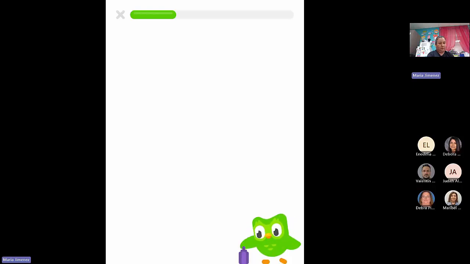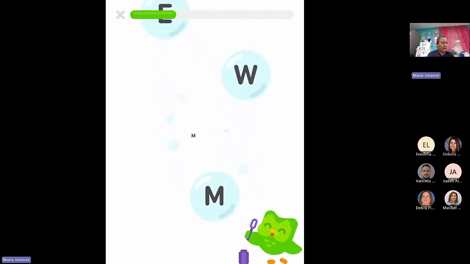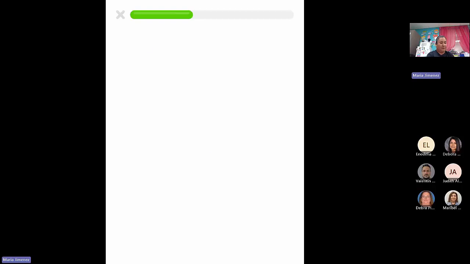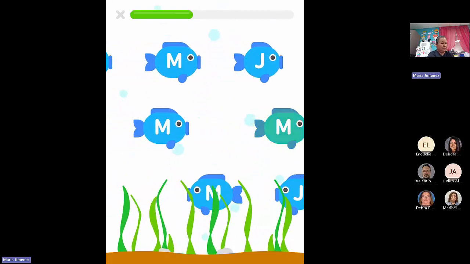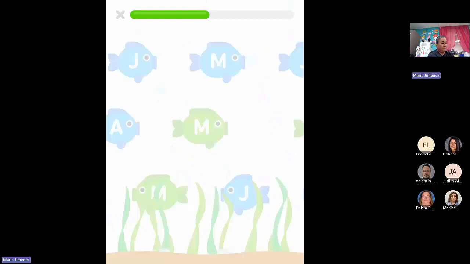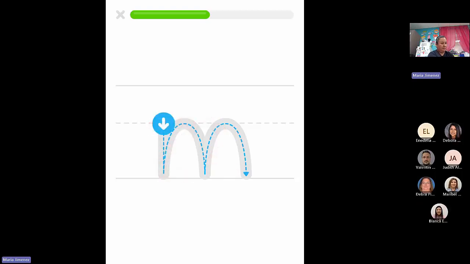Tap on the capital letter M every time you see it. So here they have to know the capital and lowercase letters. Tap on the capital letter M every time you see it. Write the letter M. Try following the line. I'm trying to follow.